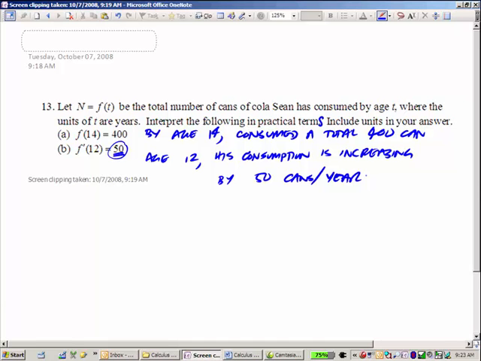So 150? No, we don't know. All we know is the slope. All we know is his rate of change. We don't know what he was drinking last year, but we know that it's increasing at a rate of 50 cans per year. So he's actually drinking 50 more cans than he was last year.